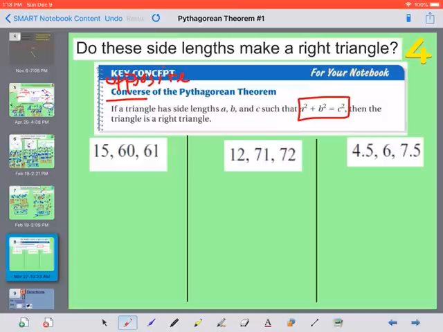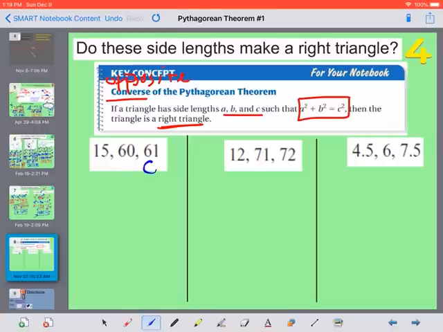So if a triangle has side lengths a, b, and c, where a squared plus b squared equals c squared, then the triangle is a right triangle. In the past, the Pythagorean theorem told us if it's a right triangle, then a squared plus b squared equals c squared. So they're just telling us the opposite. If a squared plus b squared is c squared, well then that triangle must be a right triangle. If not, it's some other kind of triangle.